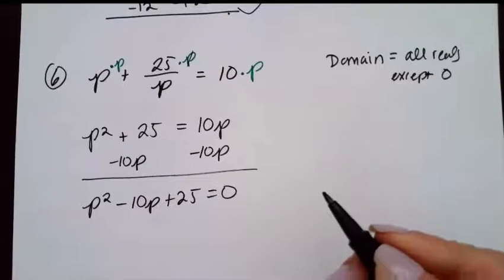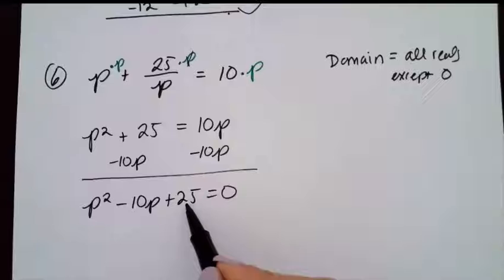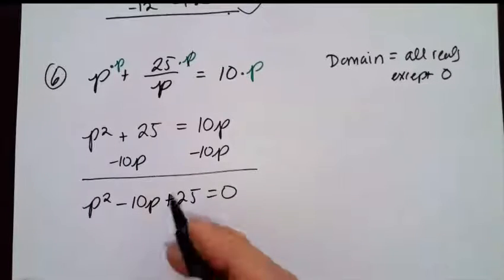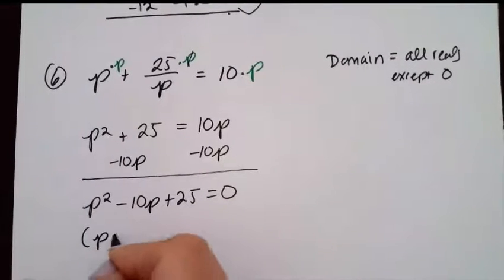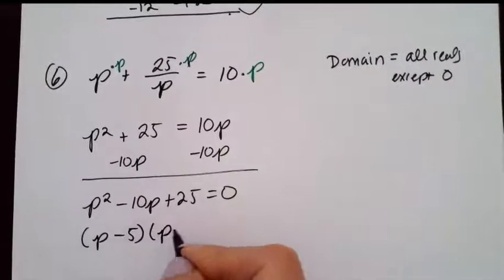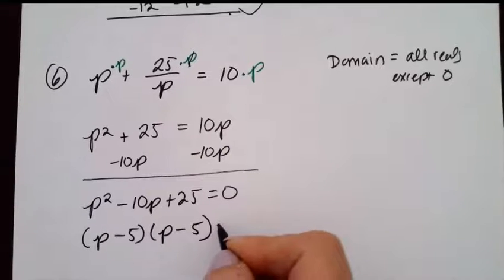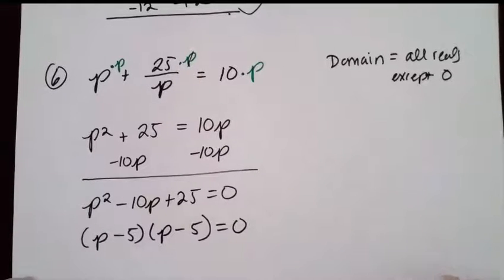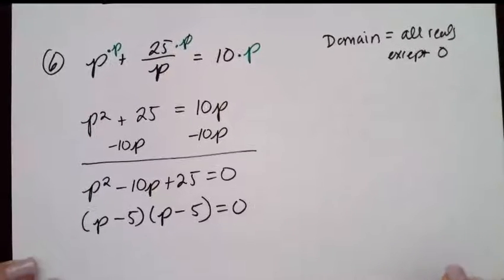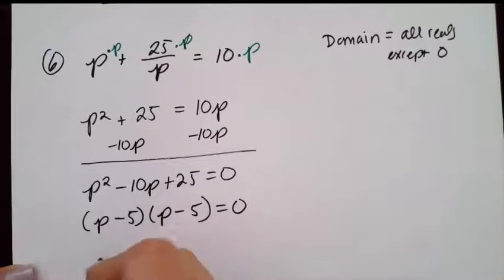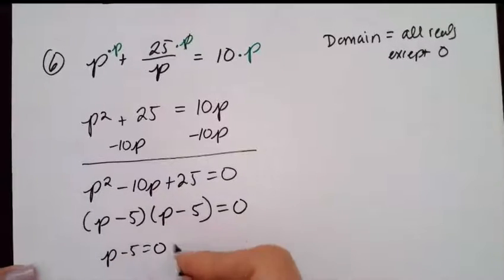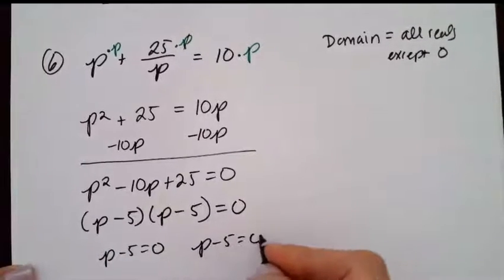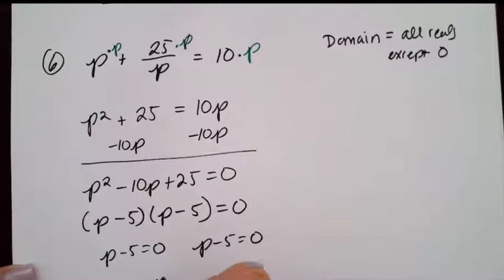The trinomial, looking for two numbers that multiply to 25 but add to negative 10. Those two numbers are negative 5 and negative 5. So p minus 5 times p minus 5 is 0. Both of these factors are the same, so they'll both give me the same solution. p minus 5 is 0. They'll both tell me that p is equal to 5.